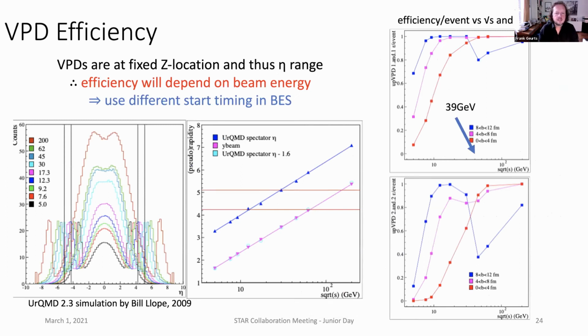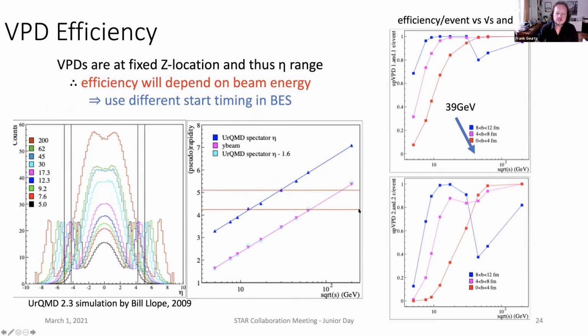The other thing about the VPD that you should be aware of is that because it's at a fixed location and thus at a fixed eta range, the efficiency will depend on the beam energy. That means that if you take these UrQMD simulations that Bill Llope did a few years back, you can see the eta distribution here on the left side for 200 GeV, and then he did several more for lower energies down to 5. Okay, this plot has a lot of stuff on it.